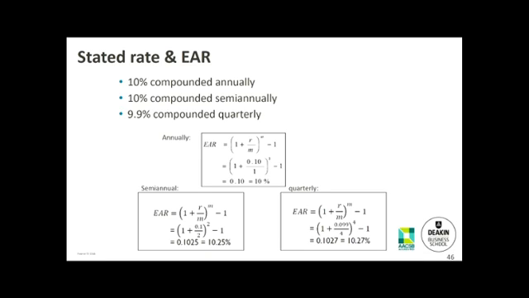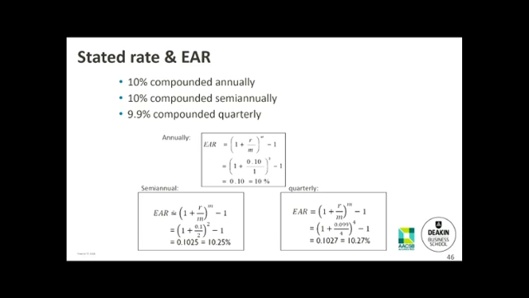The first stated rate is 10% compound annually. So 10% is the stated rate, but it compounds annually. If this is the case, EAR and stated interest rate, they are the same. Because it gets compounded annually, which means it only compounds once a year. So EAR and the stated interest rate will be the same. From this example, you can see it's always 10% as well, EAR. Am I right? Can you see that?